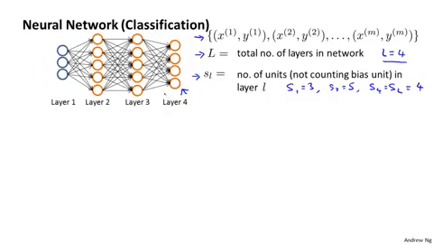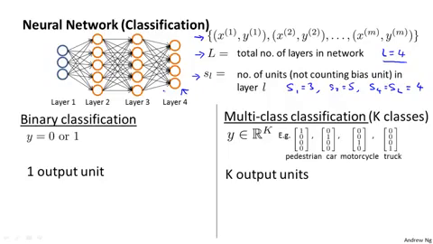We're going to consider two types of classification problems. The first is binary classification, where the labels y are either 0 or 1. In this case, we would have one output unit. So this neural network on top has 4 output units, but if we had binary classification, we would have only one output unit that computes h of x. And the output of the neural network, h of x, is going to be a real number.